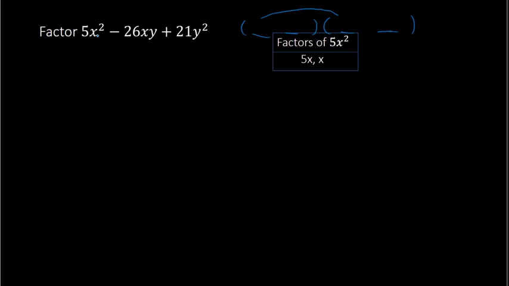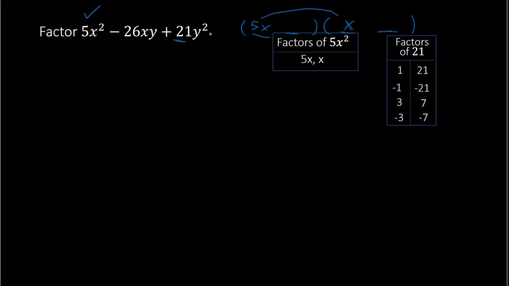Well, to get 5x squared, we have 5x times x. So we know one is going to be 5x, the other is going to be 1x. So that takes care of the first term. And then the question is, what goes for the last two numbers? So looking just at the number part, we need 21. All right, so to get 21, we could have 1 times 21. We could actually have negative 1 times negative 21. Those would multiply to get a positive. Positive 3 and positive 7, or negative 3 and negative 7 would all give me a positive 21.